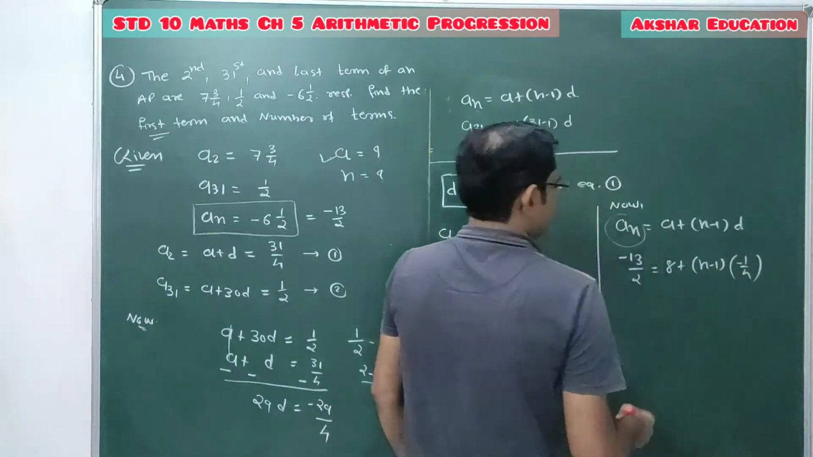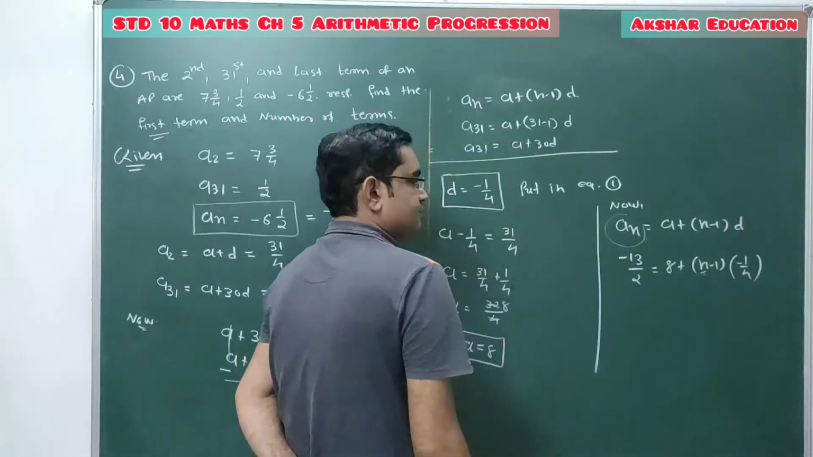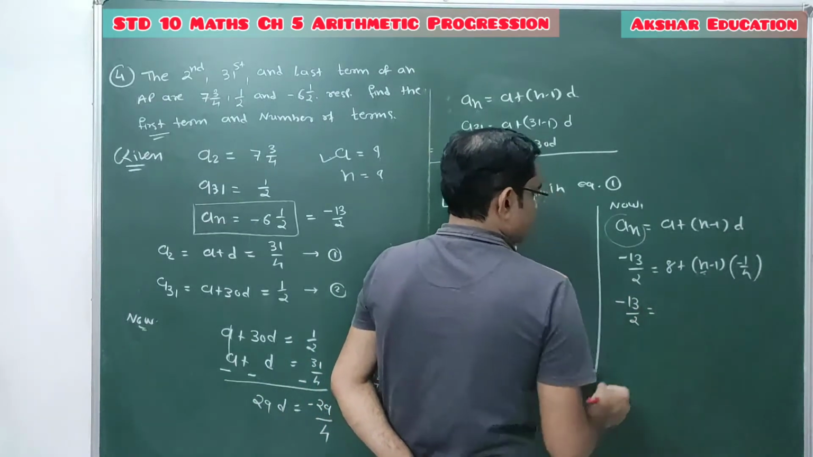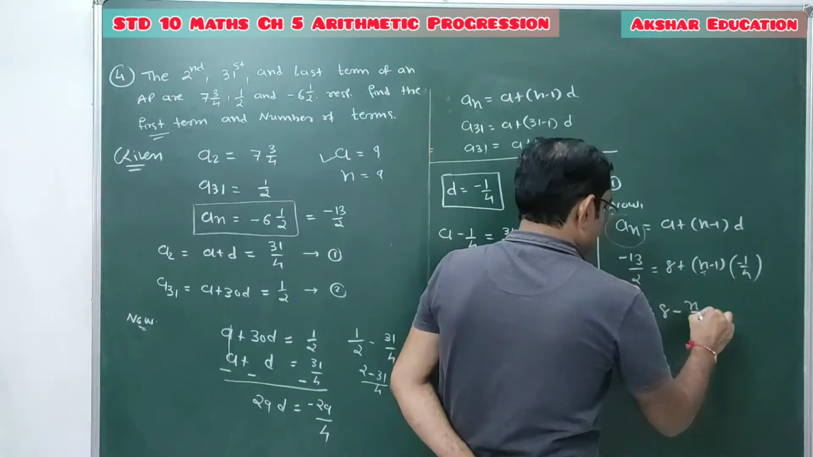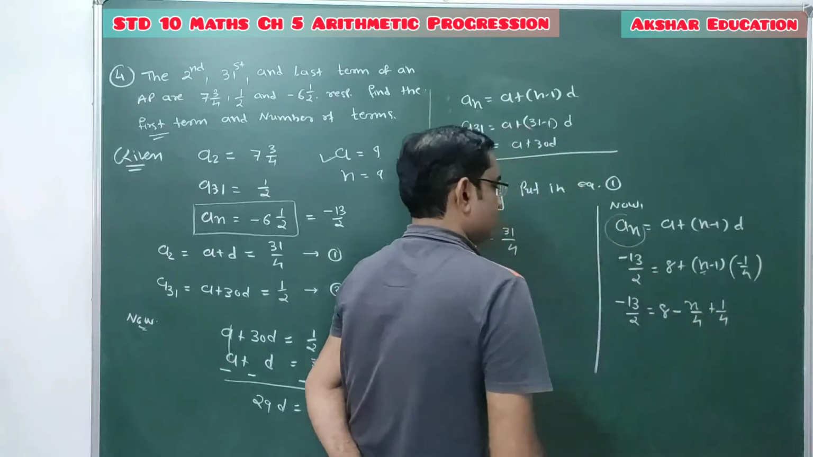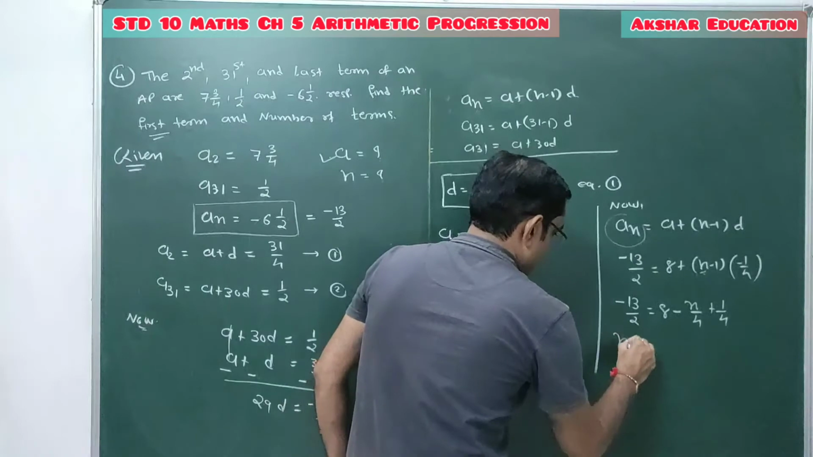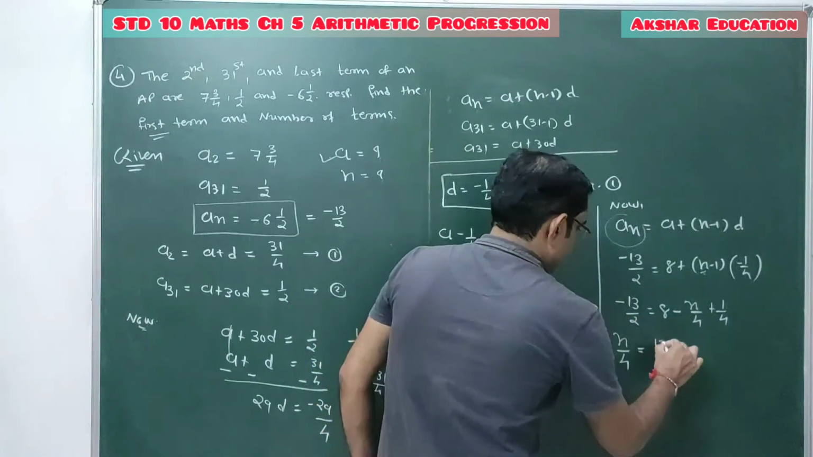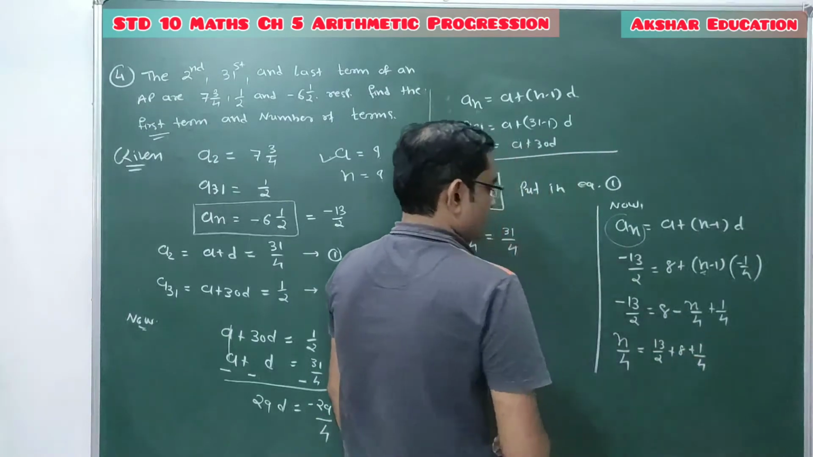Minus 1 by 4. Solve this equation, you will get the value of n. So this one is minus 13 by 2 equal to 8 minus n by 4 plus 1 by 4. Taking this minus n by 4 to the left hand side, so it's n upon 4 equal to minus 13 by 2 on the right hand side, so it's 13 by 2 plus 8 plus 1 by 4.